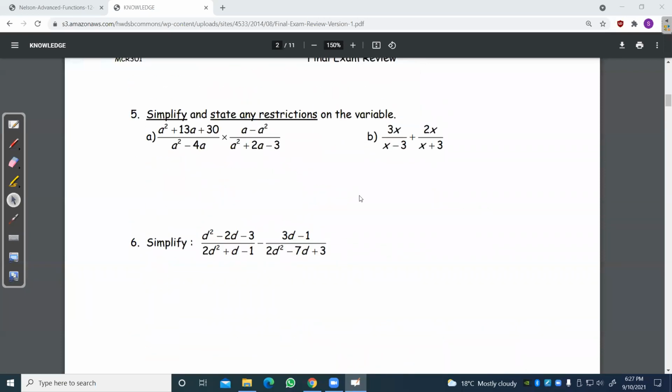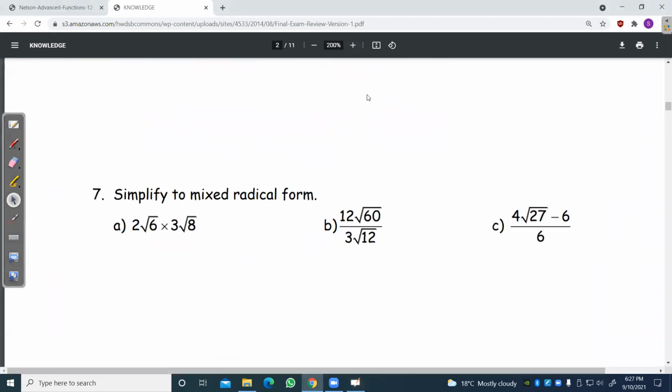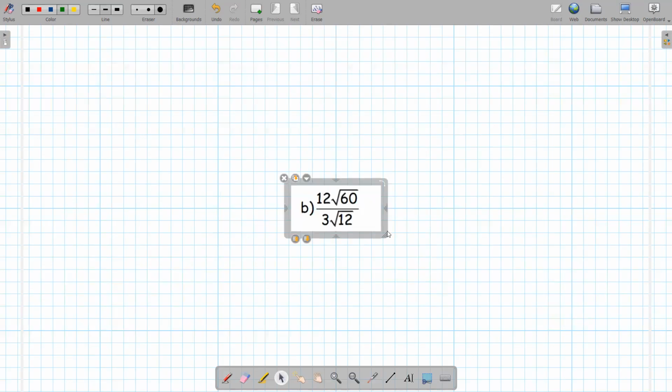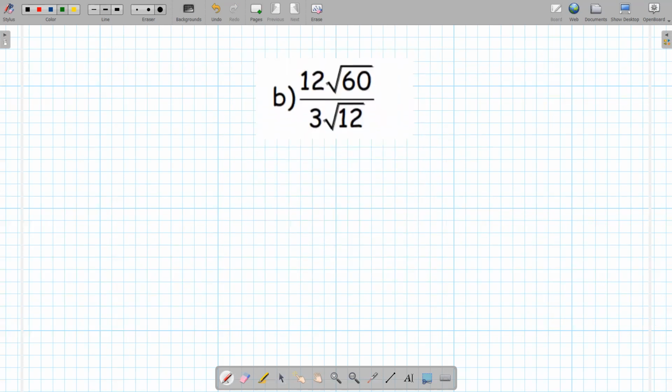They're all the same. As long as you can do one, you can do all of them. Okay. Let's do this. It says simplify to mixed radical form. You remember this? Not really. I remember doing it, but I don't remember it. Here, let's do a couple of quick examples.